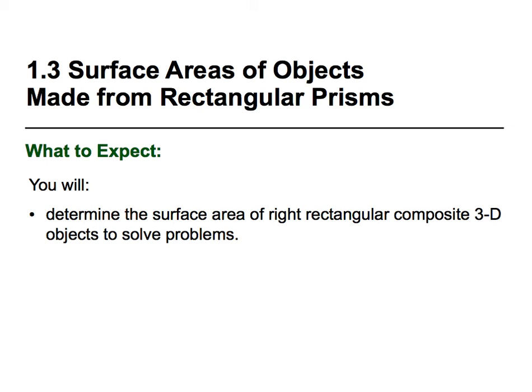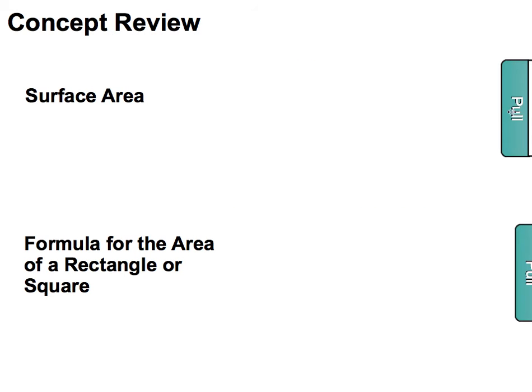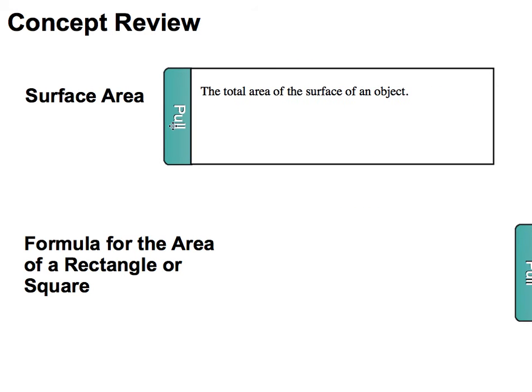Okay, so in this lesson, we're going to learn about surface area of objects, and they are going to be put together, and they're only going to be made of rectangular prisms. So the very first thing was we just went over surface area. Surface area is if I take an object and I dip it in paint, how much of the area would be covered in paint?